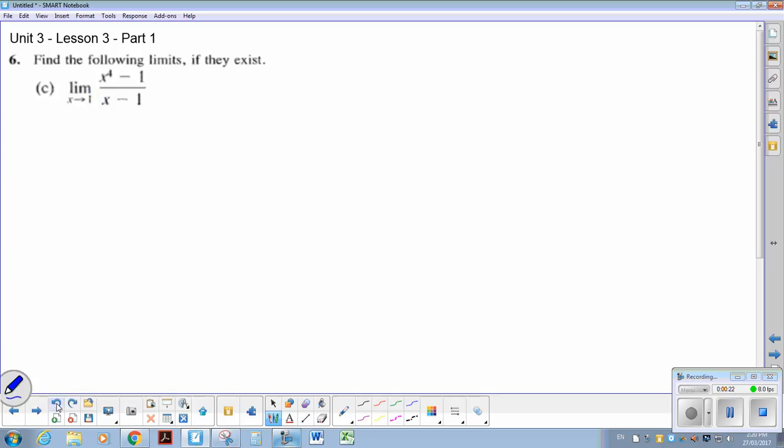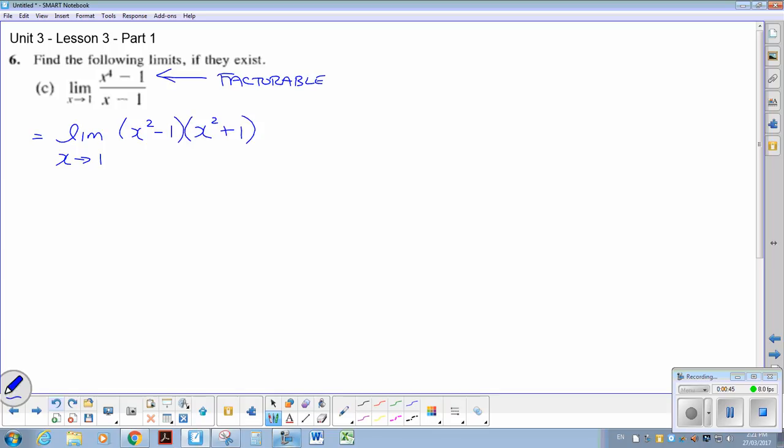Conjugate's only when we have a square root, so that's not going to work. But hopefully you realize that this is actually factorable. All right, so that is factorable. And again, it's one of those ones that challenges your understanding of factoring. This is actually a difference of squares. So this is x squared minus 1, x squared plus 1.